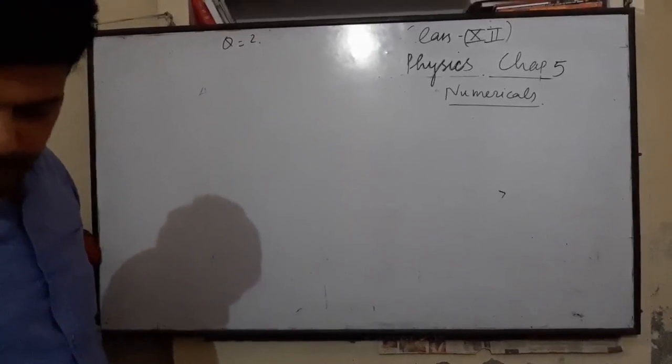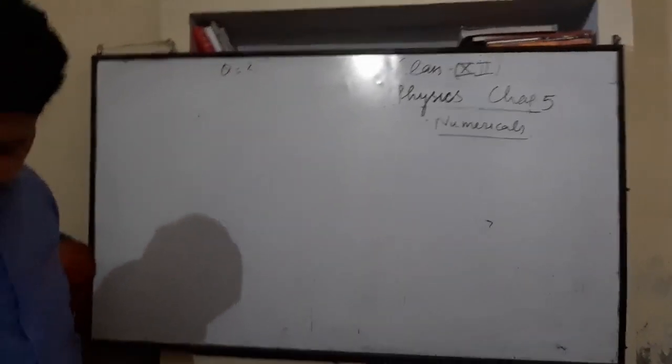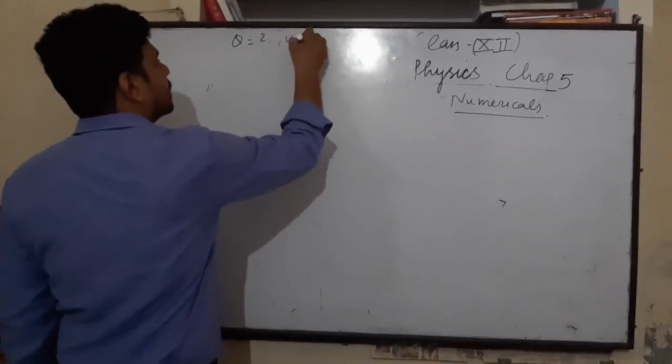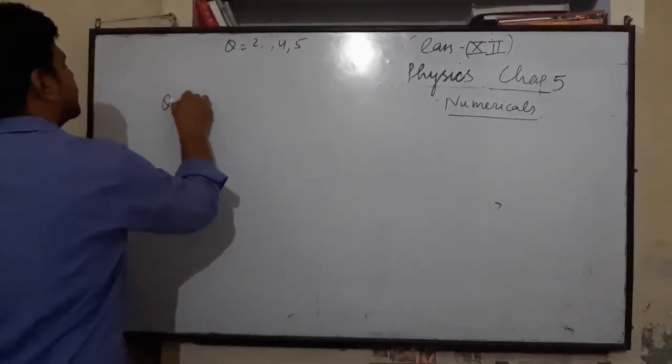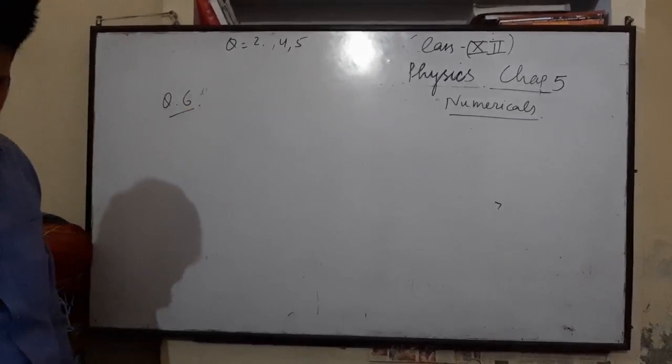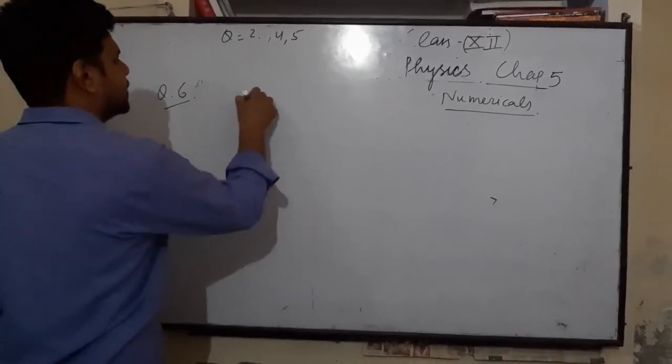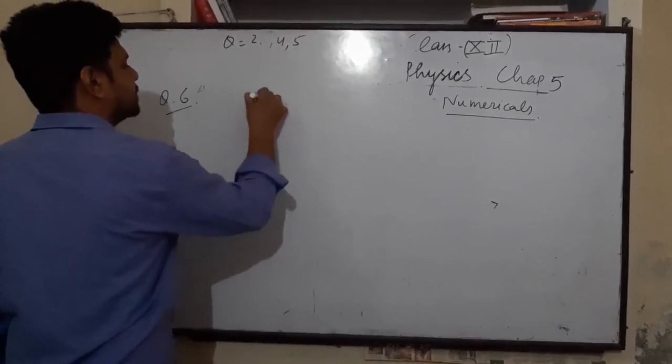Now question number 4, 5 you will do. I will do question number 6. Calculate the electric current density. We have to find the current density. What is it? J.